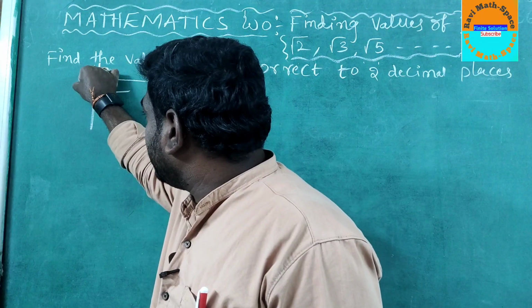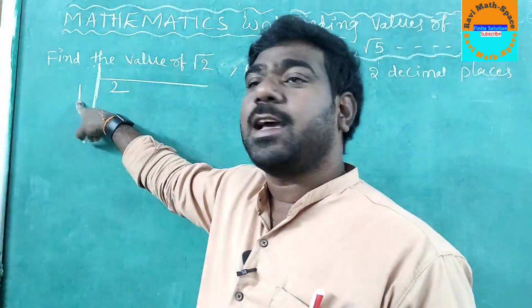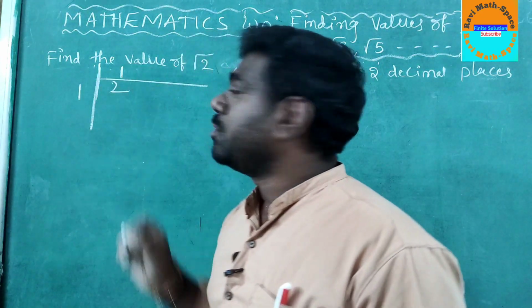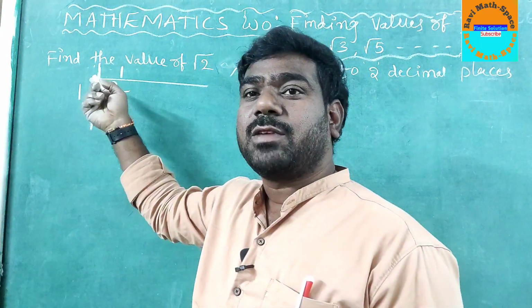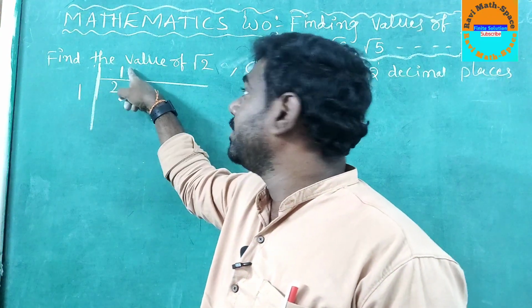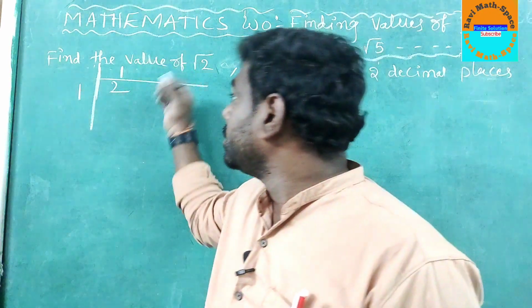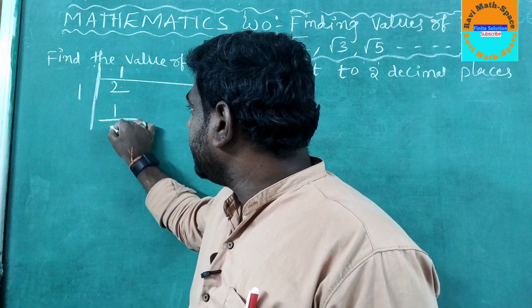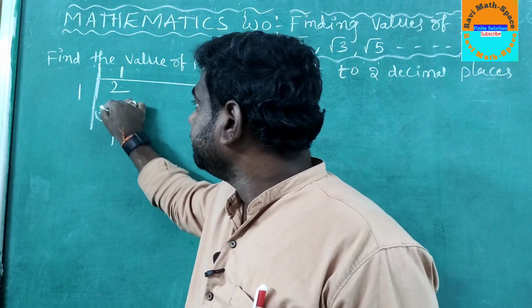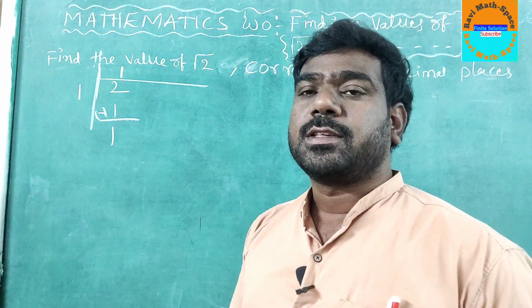So write 1 here in the divisor as well as in the quotient. Whatever square is suitable, that square number we write in the divisor as well as in the quotient. Now subtract it from the given number. So 2 minus 1 is 1, the result. This is the first step.